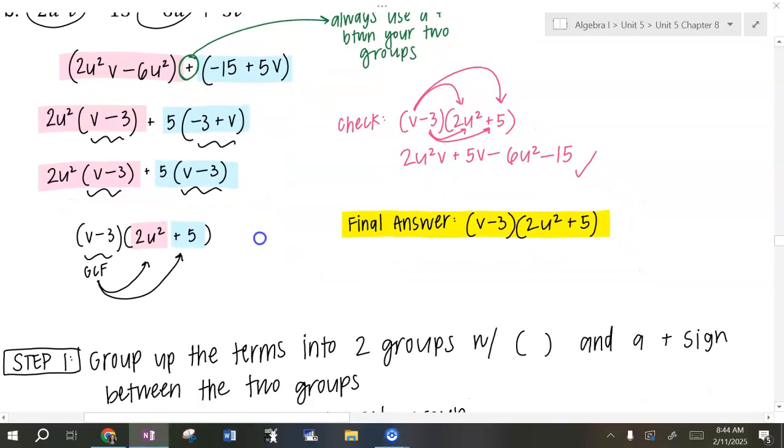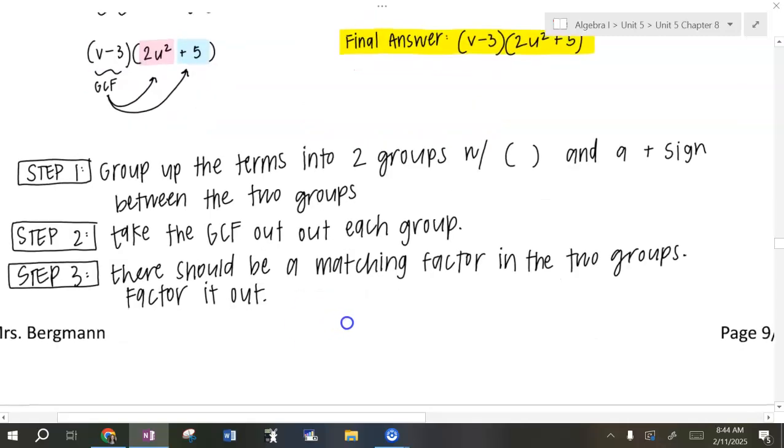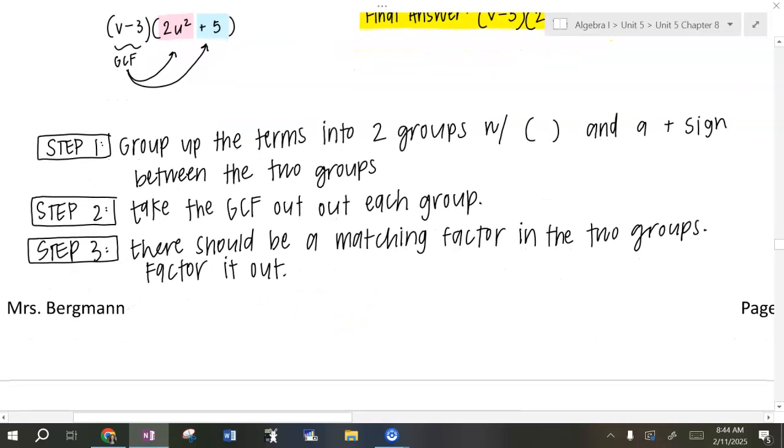Okay, so those are the two practice problems I wanted to start with. Now, before you move on to do some practice problems on your own, I want to go through the 3 steps that we've been doing. Step 1, we've been grouping up the 2 terms into 2 groups by looking for what seems like they go together. We are putting parentheses around them and a plus sign between the 2 groups. Then we look at the 2 groups, we take the greatest common factor, or the GCF, out of each group.